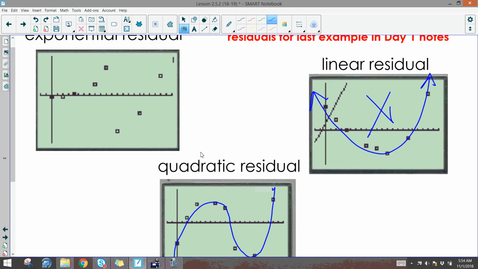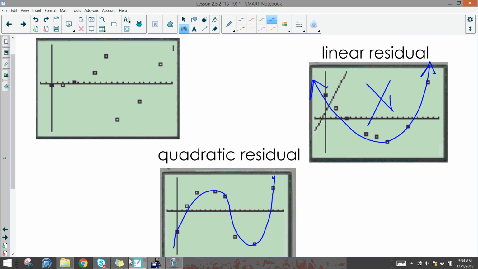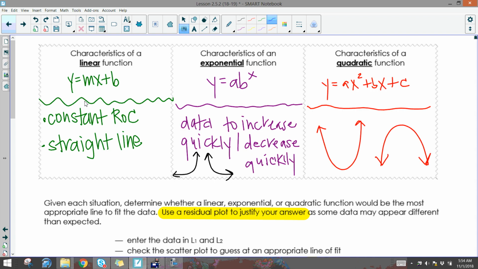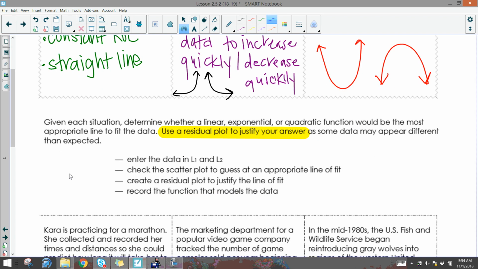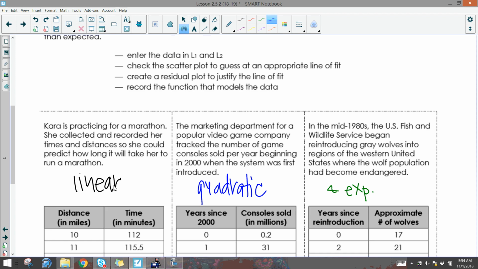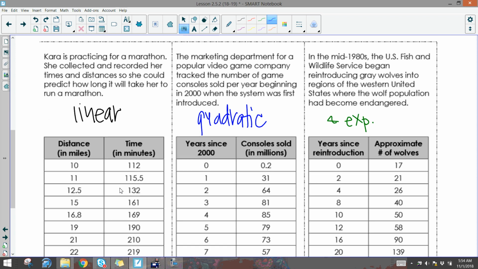Not the end of the world in terms of a quadratic residual, or just a residual in general. However, this is a much better line of best fit because you don't have a U shape happening there at all. So your residual here is definitely the best option, which is why we went with it. And then we're going to talk about how context comes into play, and that's going to be some of what you run into in your homework as well.